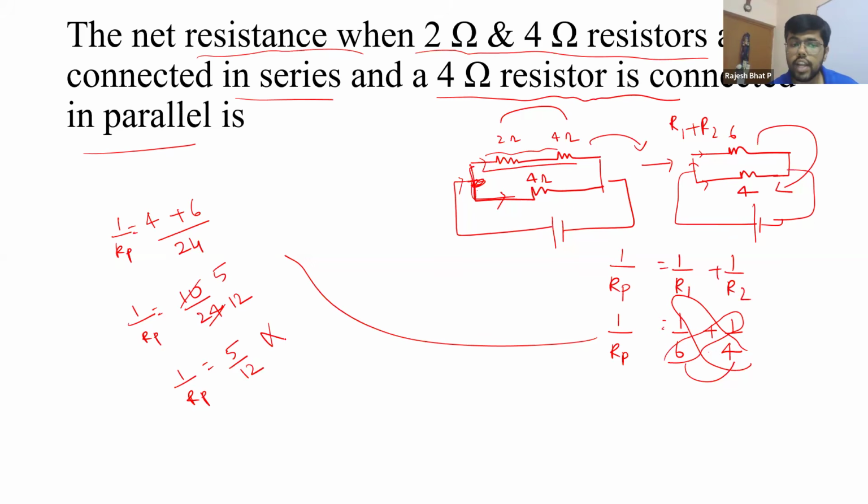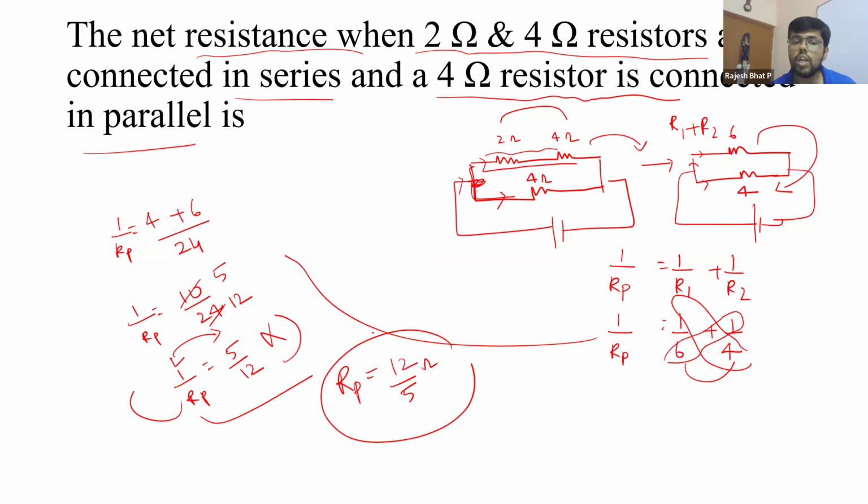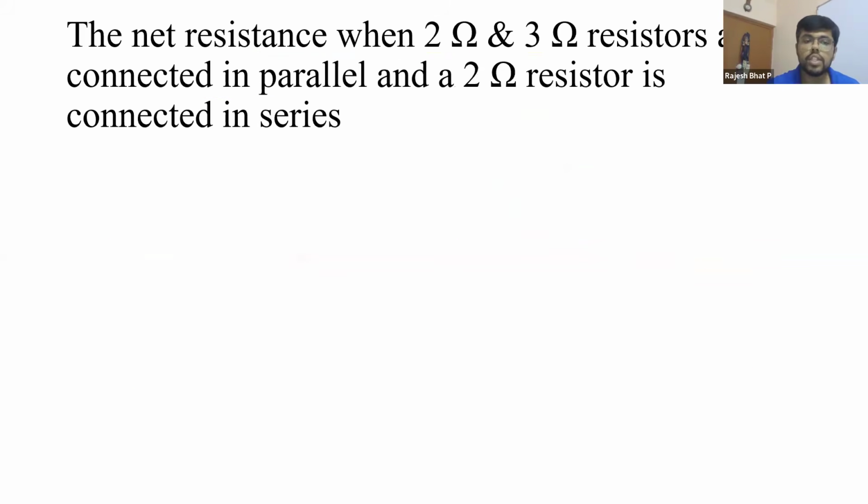Definitely no. This is not the final answer required. I want Rp. How to find the parallel total resistance? So, see, we have to reciprocate both the sides. Remember, reciprocate both the sides. So this will go to the top. Here what will happen? 12 by 5 you will get. Okay, 12 by 5 ohm. If you want, you can make it in points also. Okay, go to the next one.